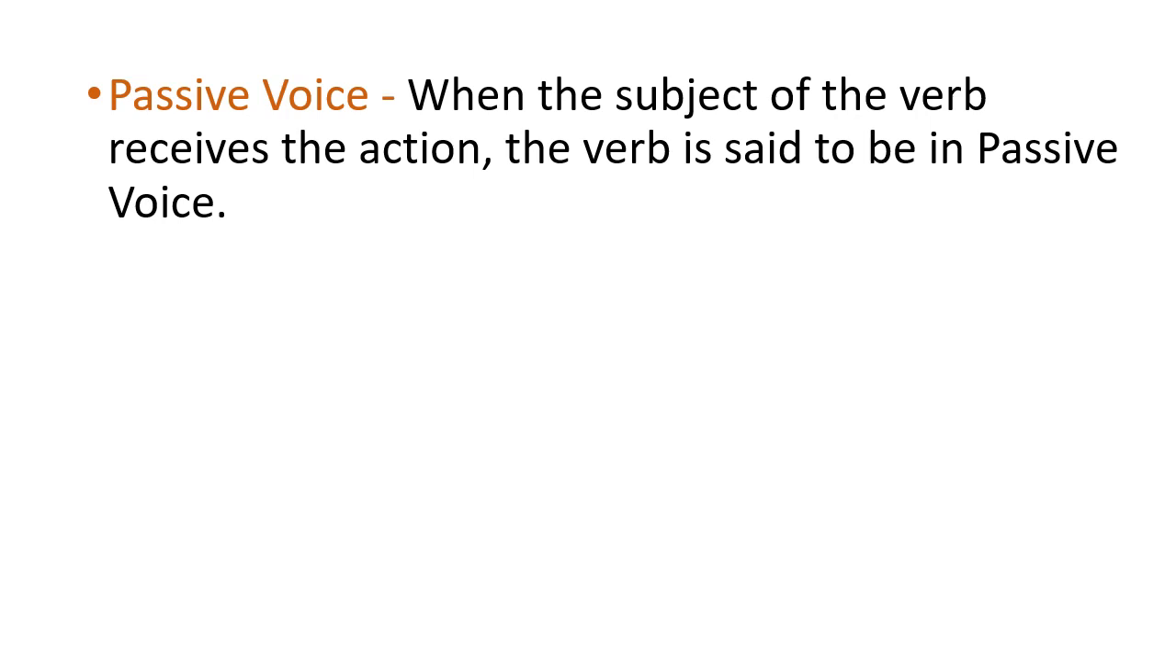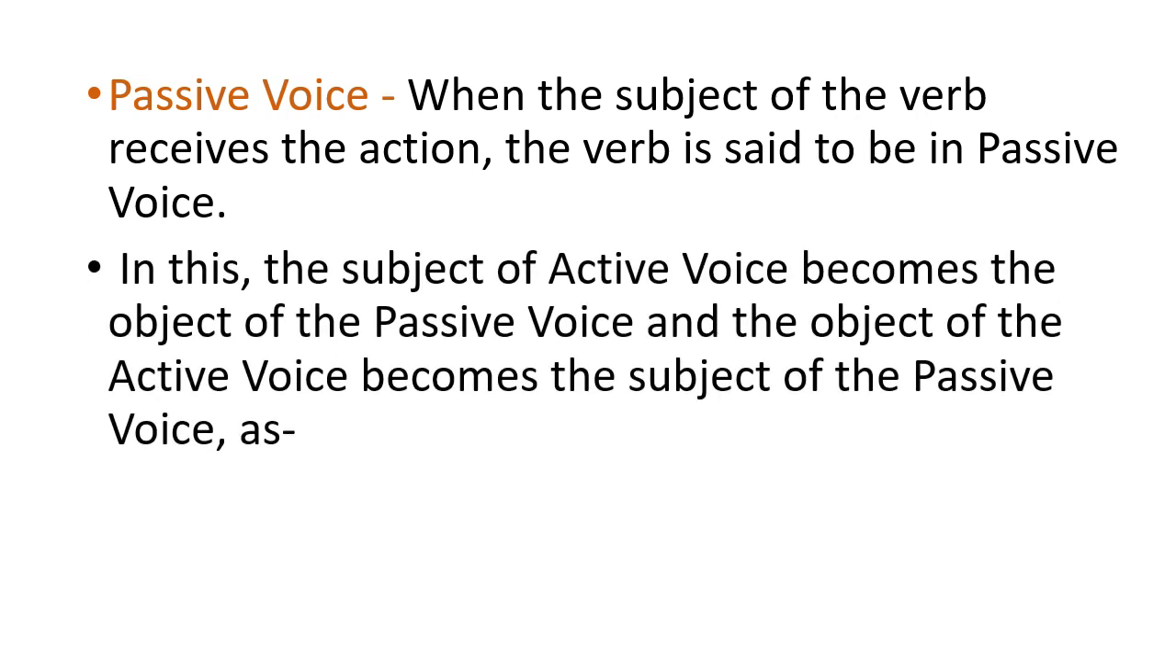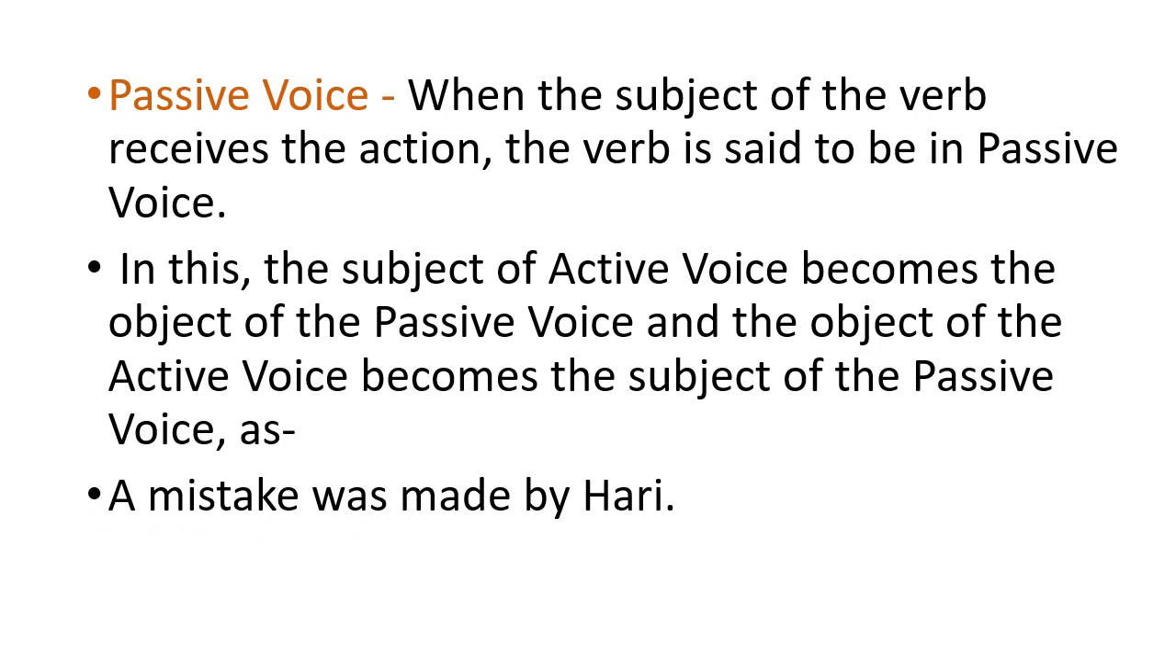Passive voice. When the subject of the verb receives the action, the verb is said to be in passive voice. In this, the subject of active voice becomes the object of passive voice, and the object of active voice becomes the subject of the passive voice. For example, a mistake was made by Hari. As I told you earlier, Hari made a mistake. There, a mistake was the object and Hari was the subject.